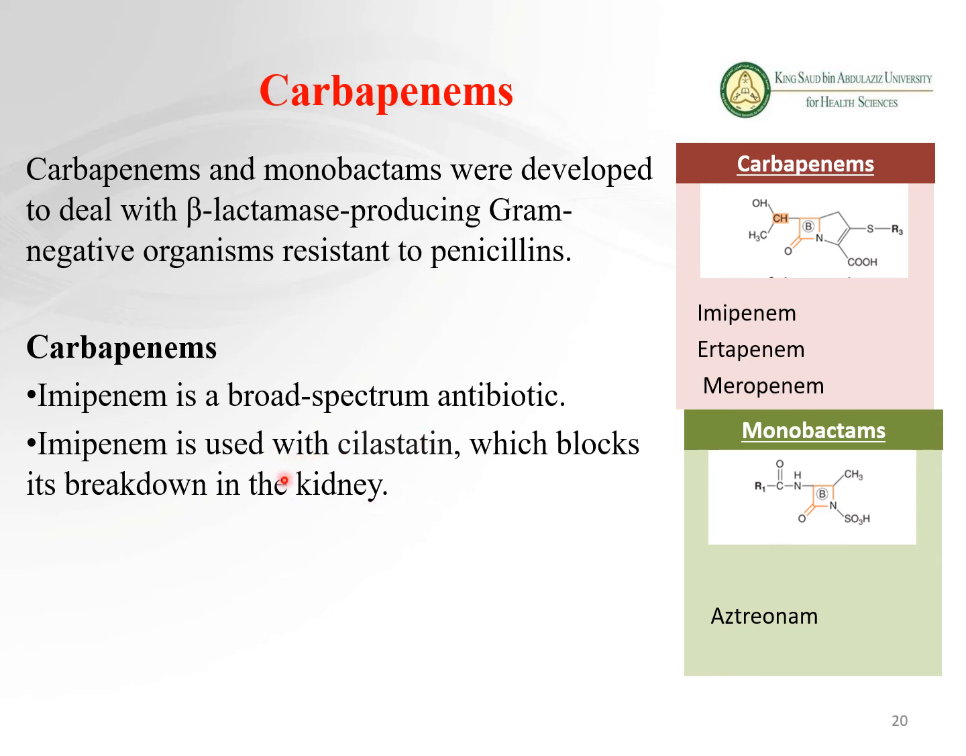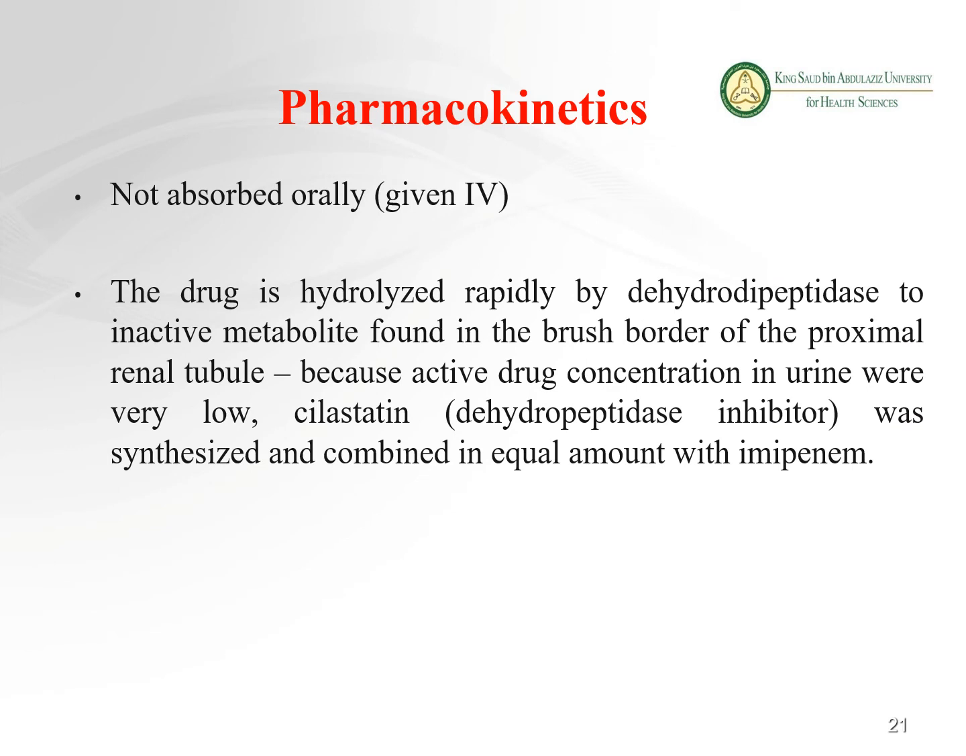So in order to inhibit its biotransformation in the kidney, imipenem is combined with cilastatin, and cilastatin inhibits its biotransformation in the kidney to inactive or toxic metabolites. This drug is not absorbed orally, that's why it is given intravenously. And for renal tract infection, this drug has to be combined with cilastatin, as we have already discussed.